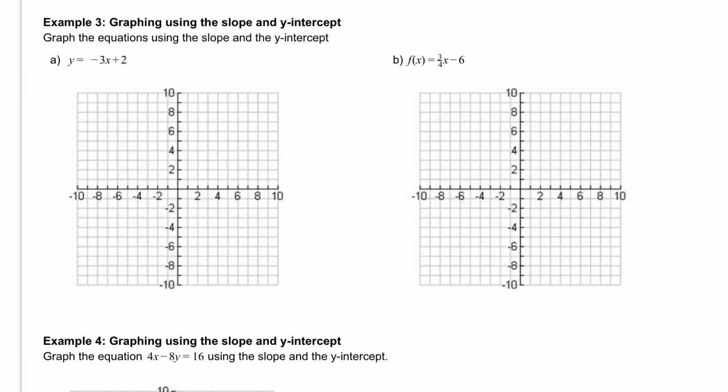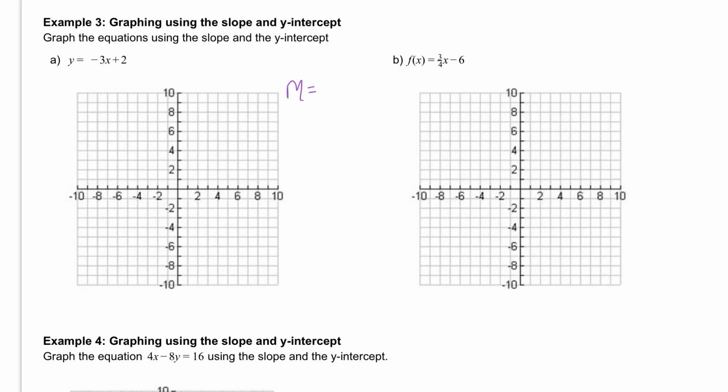In example 3, I'm going to show you a quick and easy way to graph using the slope and y-intercept instead of having to always plug it into your calculator. So if we take a look at letter A, we have y equals negative 3x plus 2. So we're going to start by identifying the slope and the y-intercept.